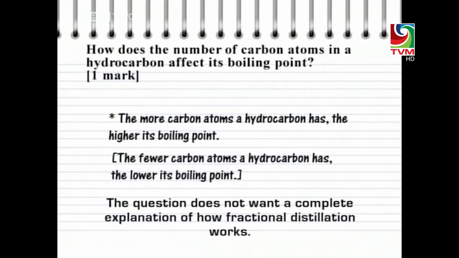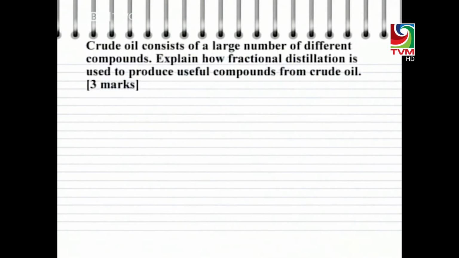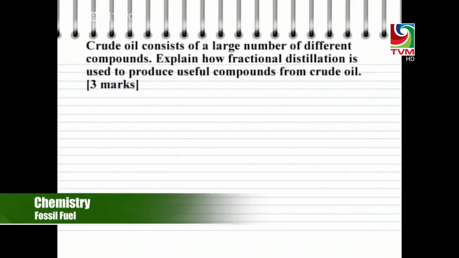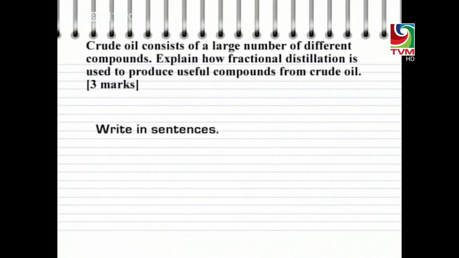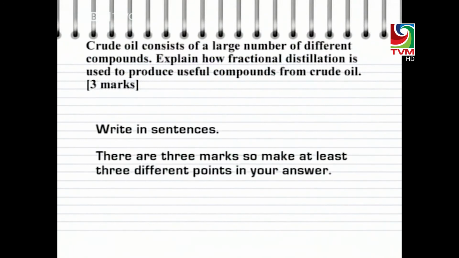Here's a more detailed question on the same subject. Crude oil consists of a large number of different compounds. Explain how fractional distillation is used to produce useful compounds from crude oil. In this question, you're expected to write in sentences about fractional distillation. There are 3 marks on offer here, so you need to make at least 3 different points in your answer.